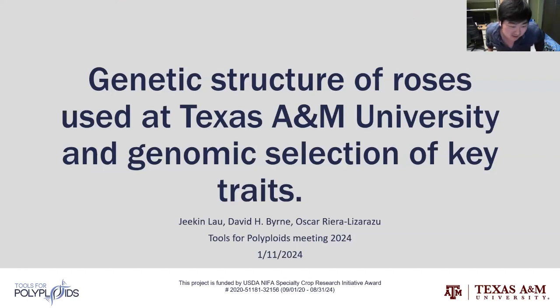So I'm Jeekin Lau, and I'm a postdoc for Oscar and Dave, and I'm going to be talking a little bit about the genetic structure of roses and genomic selection of some key traits. And just a caveat, we're in the very preliminary stages of using genomic selection, and we're just in the exploratory stage. So this is going to be very preliminary compared to Felipe and Mitchell's presentations. And we're using genomic selection mainly as parental selection.